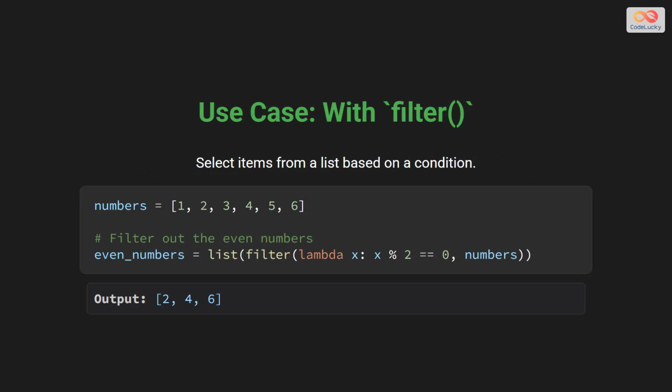Similarly, lambdas work great with the filter function. The filter function creates a new list containing only the elements from the original list that satisfy a certain condition. In this example, our lambda function checks if a number is even, and filter uses it to pull out only the even numbers from our list.